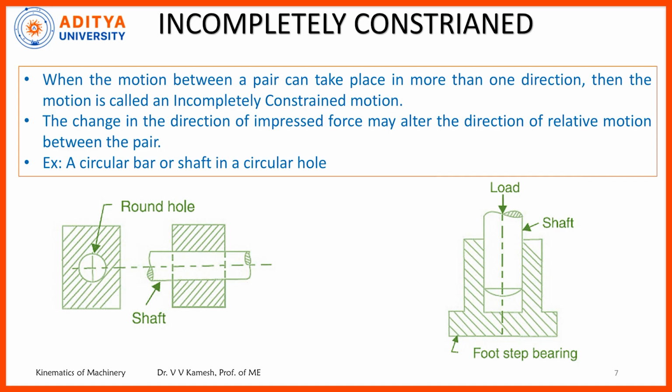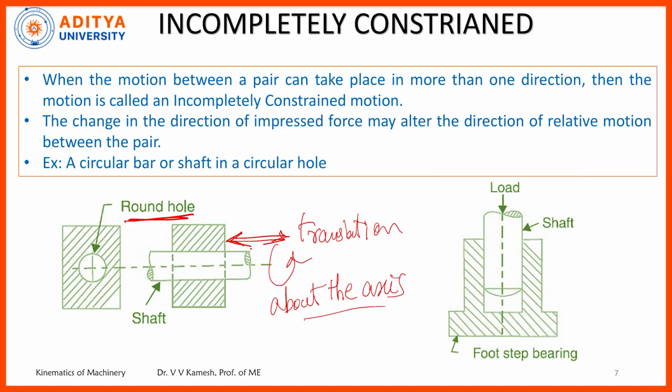Just like I told earlier, this is the block we are having and this is the round hole, right? So here I can have a rotation like this, or the shaft can move in and out. So two movements. One is translation along the axis and a rotation about the axis.